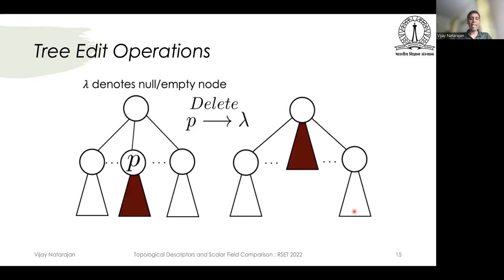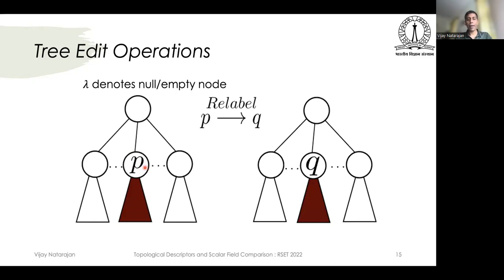Similarly, we have a delete edit, where we remove an existing node. Again, the node that you delete can be an internal or a leaf node. A third edit is called a relabel edit, which replaces P with another node Q. Now, this relabel essentially means that you change some of the attributes of P and hence get a new node Q. An attribute could be the scalar value or the location. So we have three simple edit operations.